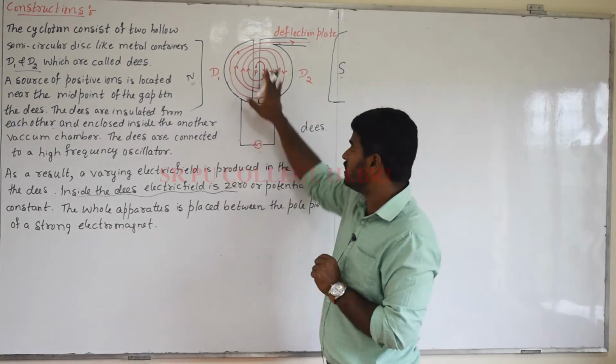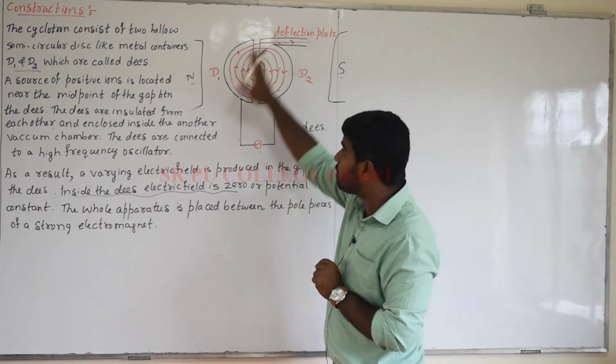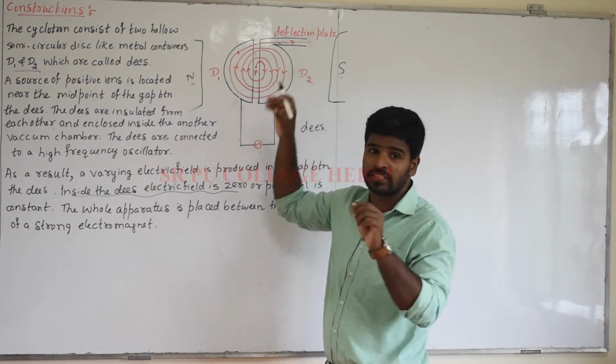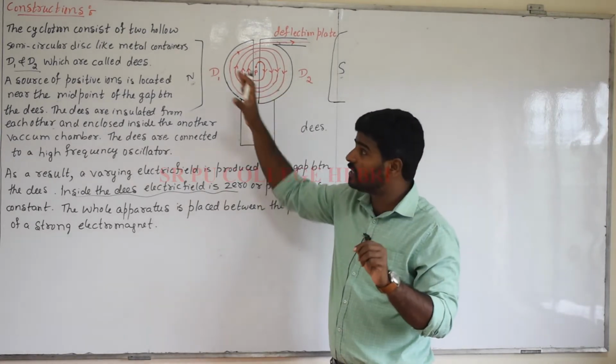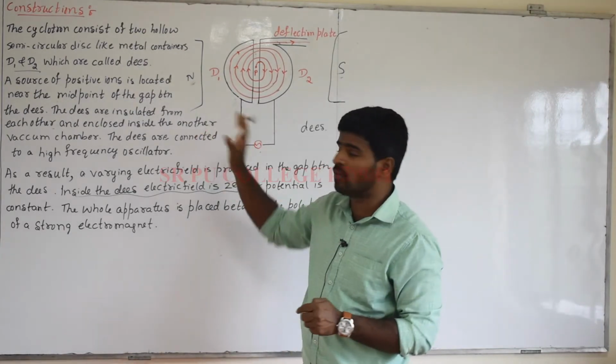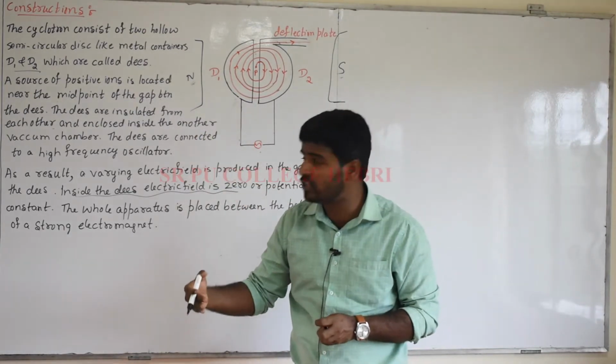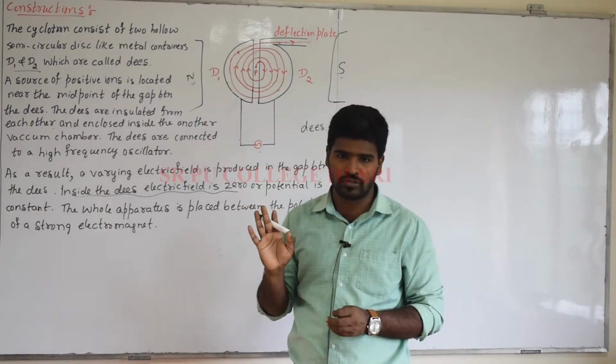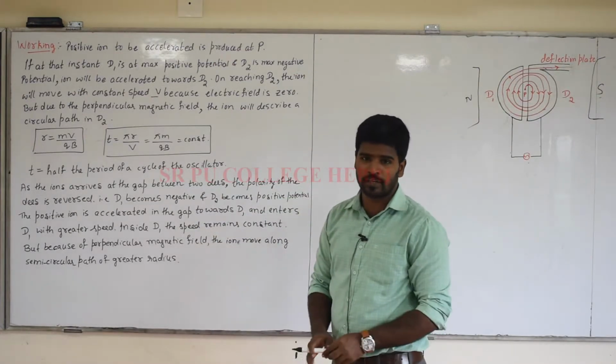Therefore, the complete apparatus is placed inside the vacuum chamber. Is it clear? This is all about the construction of the cyclotron. Next we will see the working of a cyclotron.